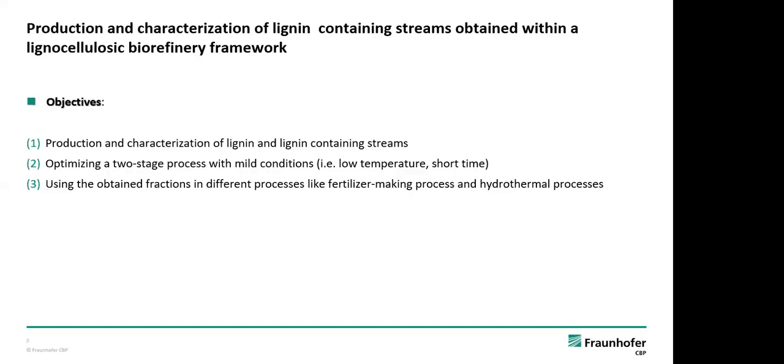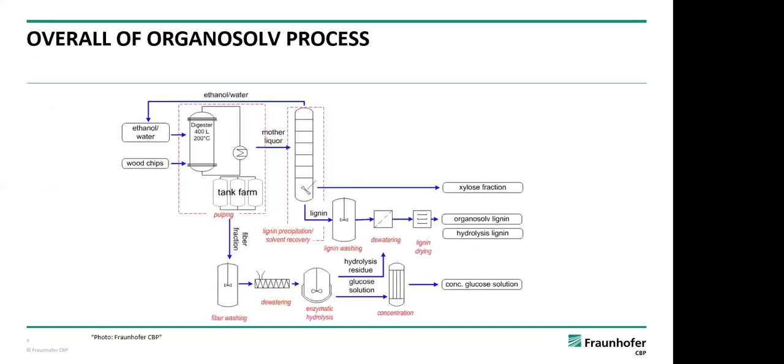hydrothermal processes. In order to achieve these goals, I have to select an efficient process and combine it with other processes. In this work, I selected Organosolv as the main process to recover lignin from beechwood and combine it with different processes like fungal pretreatment and pre-hydrolysis. At the beginning, I will talk in general terms about the Organosolv delignification process for those who don't know about it.